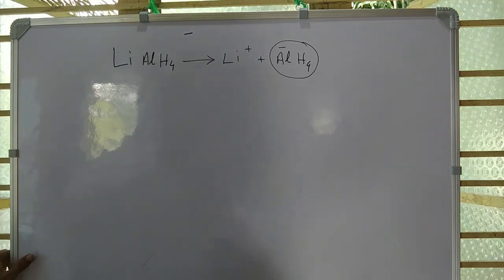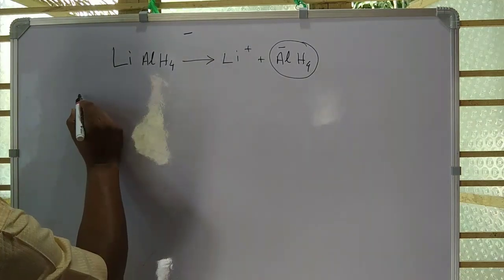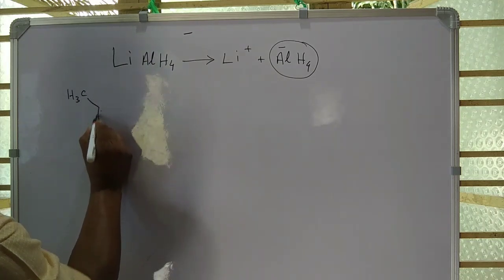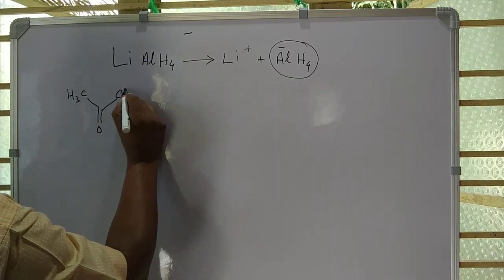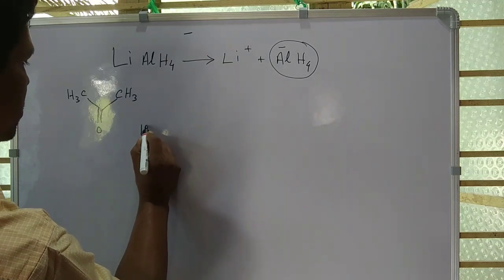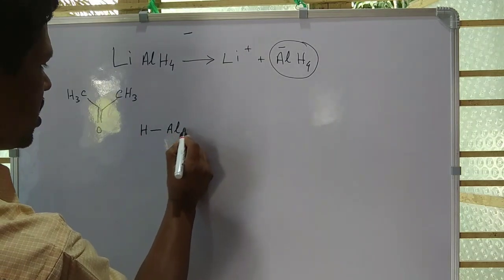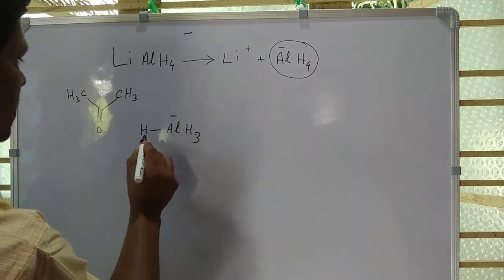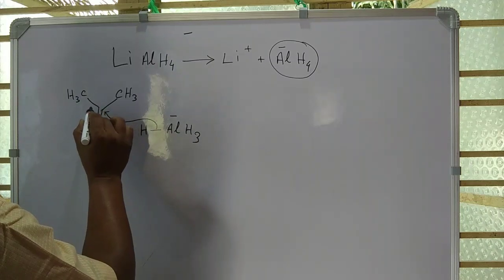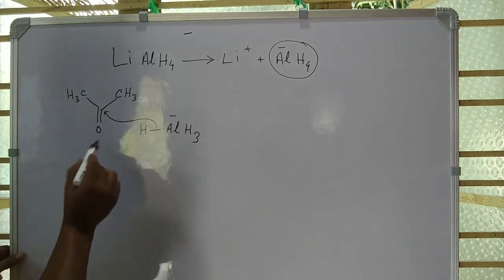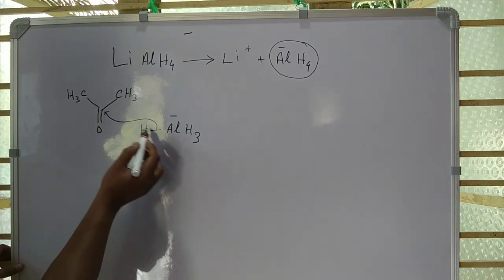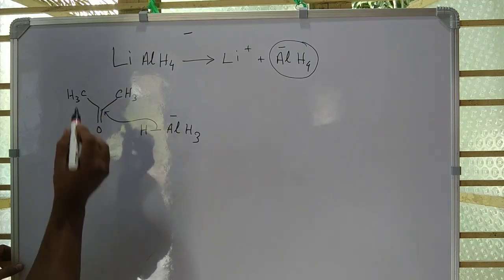We take a compound such as acetone. Acetone, we can write H3C=O CH3. Aluminum hydride, suppose HAlH3. This hydride ion adds to the more polar carbon, because in this C=O functional group this is the more positive part. So the hydride ion will add to the more positive part of the carbonyl group.